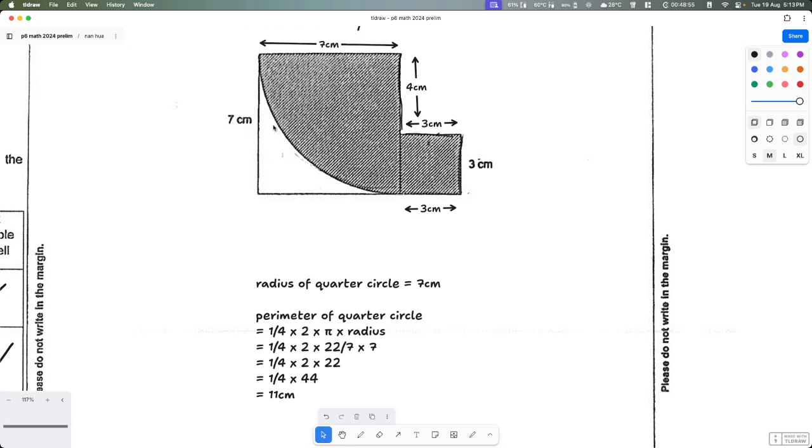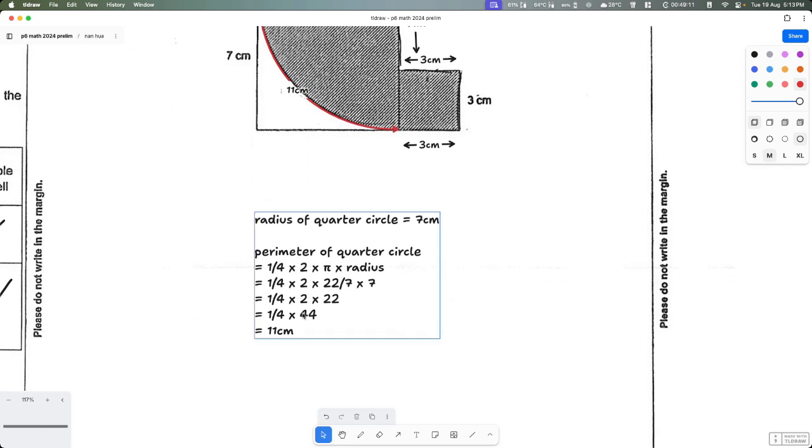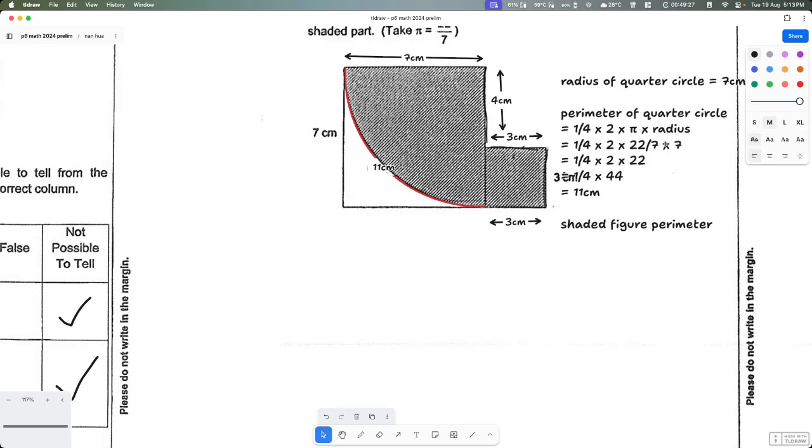So this whole thing, let me just put an arrow. This whole thing is 11 centimeters, right? Red color, right? So this is 11 centimeters. Okay, so with that said, now we just put this like this. We just get the shaded figure perimeter. It's easier actually to just put it here.